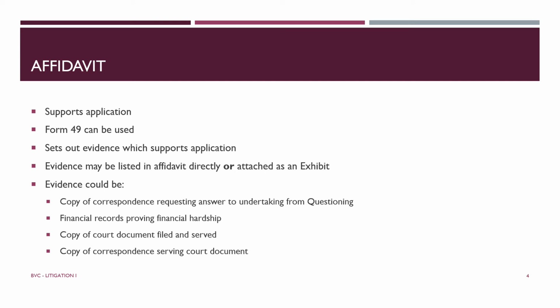The evidence that could be right in the affidavit or attached to an exhibit includes things like correspondence requesting answers to undertakings from questioning. So perhaps your lawyer wrote the other side and said, hey, where's the answer to undertaking 5 and 12? Why are you taking a year to answer? Or financial records proving financial hardship. This would be for an interim child support or spousal support application, a copy of court documents filed and served, or a copy of correspondence serving the court document.